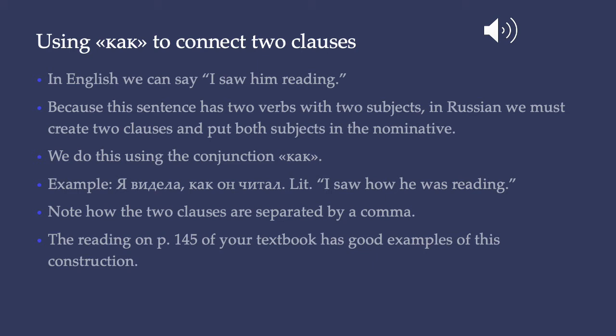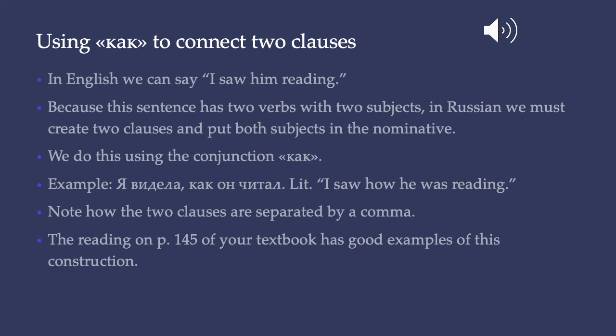And so to deal with this issue in Russian, we create two clauses in which both the subjects are in the nominative and both verbs are properly conjugated, and then we connect them with the conjunction Как, literally how. So in order to say, I saw him reading in Russian, we would have to say, Я видела, как он читал, which is literally, I saw how he was reading.